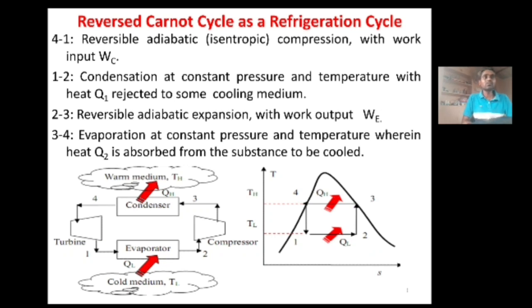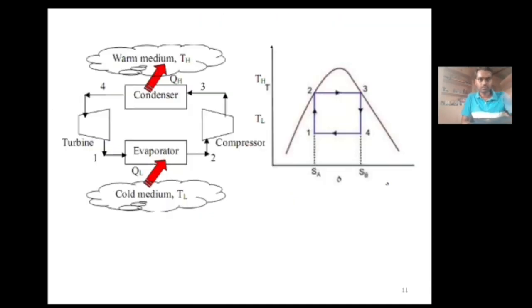So these are the four processes. Here also, just like in the case of engines, the Carnot cycle will have the maximum efficiency. The COP for operation of any refrigerator between two temperature sources, between any two temperatures TL and TH, the reversed Carnot cycle will have the highest coefficient of performance. Just like in the heat engines.